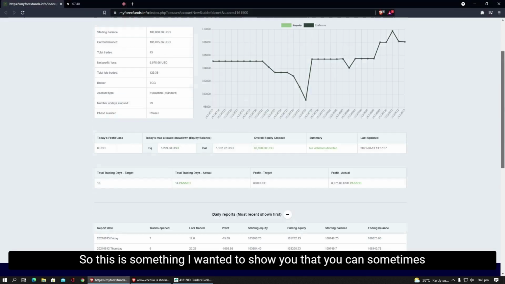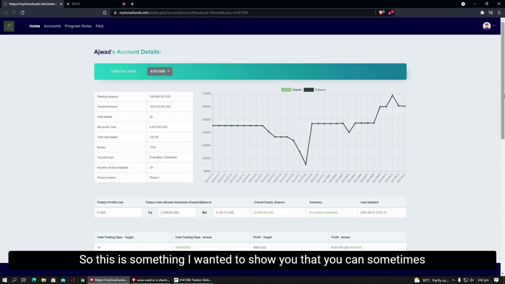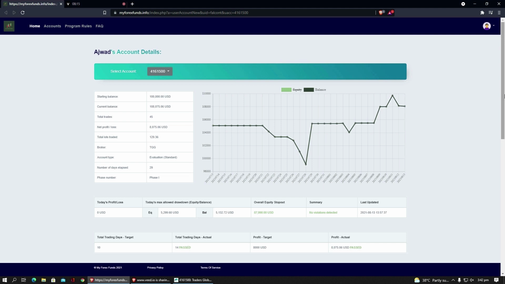So this is something I wanted to show you, that you can sometimes have a losing streak, but it does not matter that you start overtrading or you start revenge trading or you start over risking. You have to keep following your trading plan. You have to keep following your risk management system. If you can follow these, then there is no way that you will not be successful in trading.